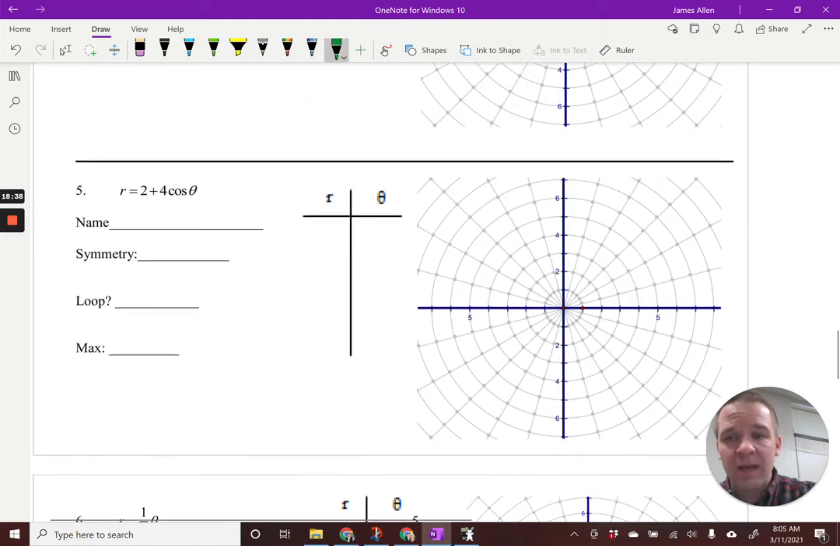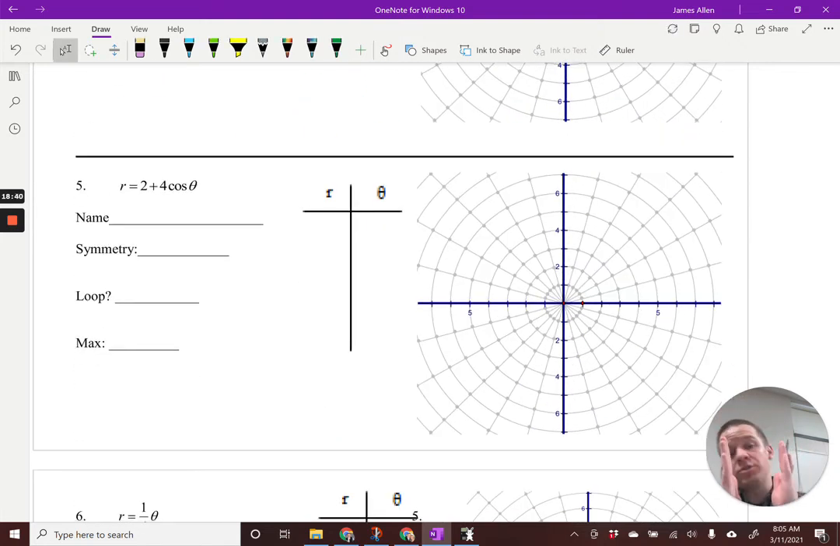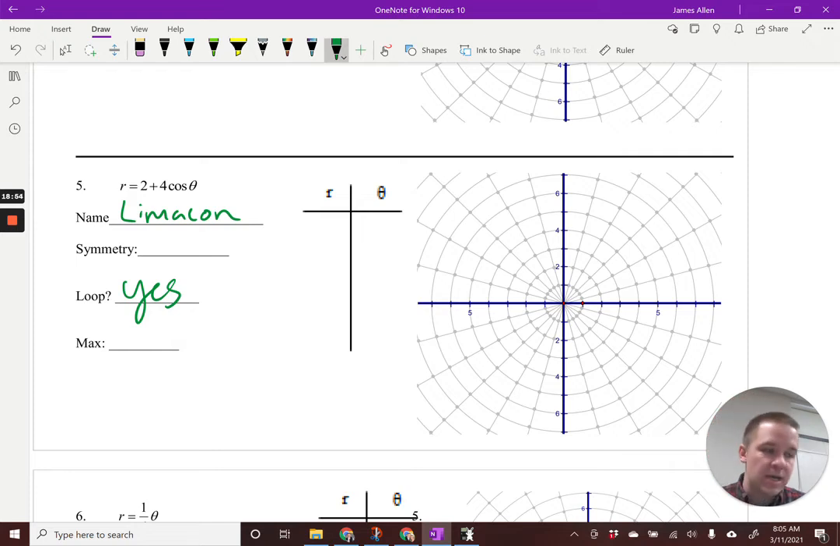This one looks a little different. Now we have the absolute value of a, which is 2, is less than the 4. So that means we are going to have a loop. So this one, again, is a limaçon. Our symmetry on this one, because it's cosine, is about the x-axis, and this one is going in that positive direction. Cool.